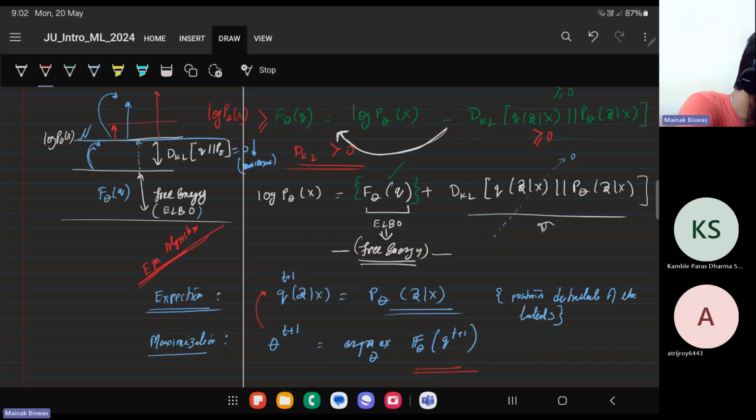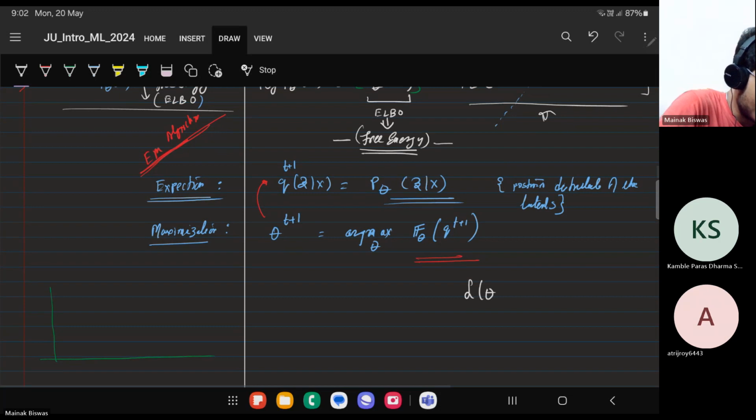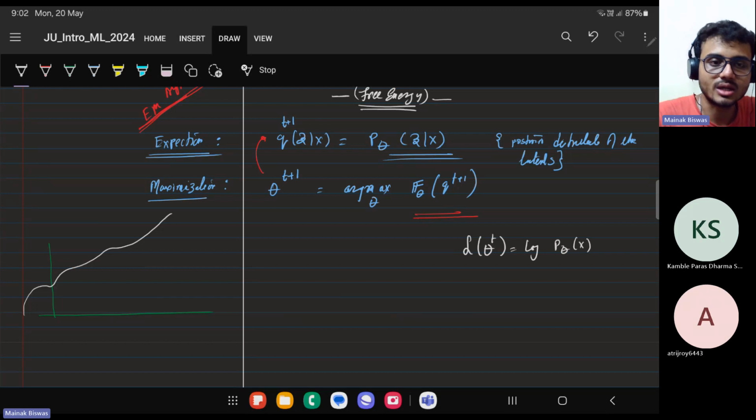This is one static picture to have in mind. The dynamic picture would look something like this. So let us define L theta of t to be log p theta of x. Let this be the L theta that increases.